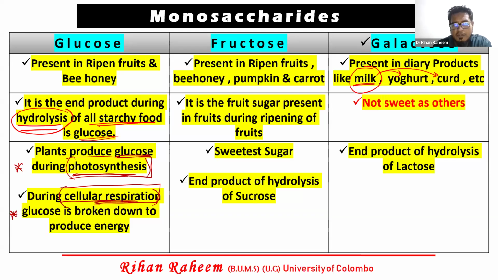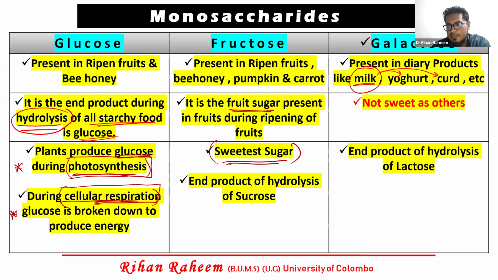Then let's talk about fructose. Some people call it fructose. No problem. It is the fruit sugar present in fruits. Especially during ripening of fruit, we get a sweet taste that is due to fructose. It is the sweetest sugar out of all the carbohydrates. The sweetest fellow is fructose. It is the end product of hydrolysis of sucrose.